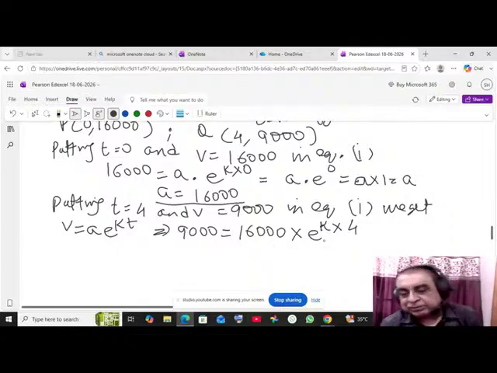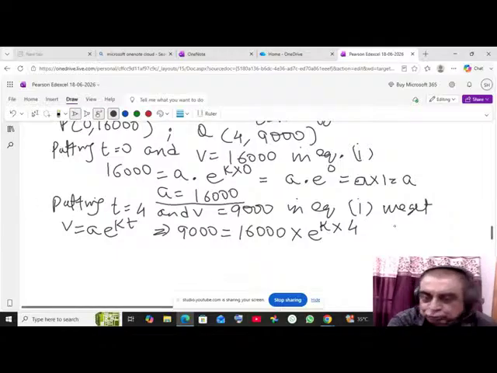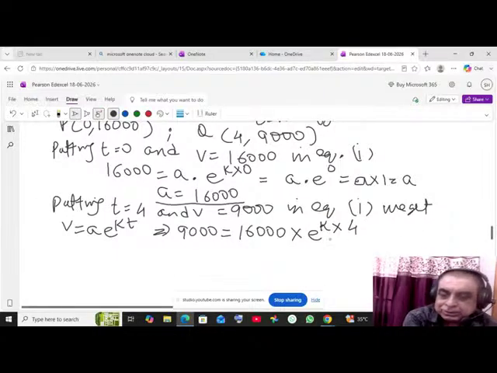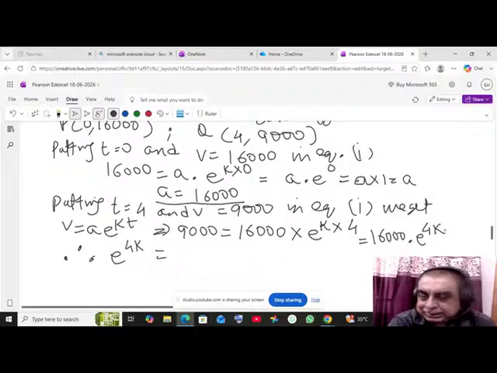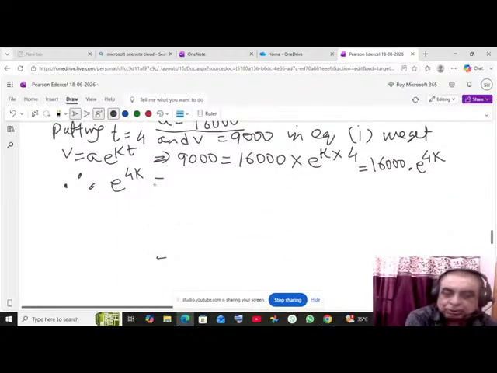Now we will solve this equation and get the value of k. Writing it in the simpler form, we get 9,000 equals 16,000 times e to the power of 4k. I am taking this 16,000 to the other side.